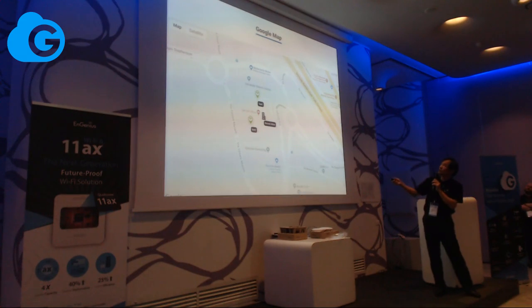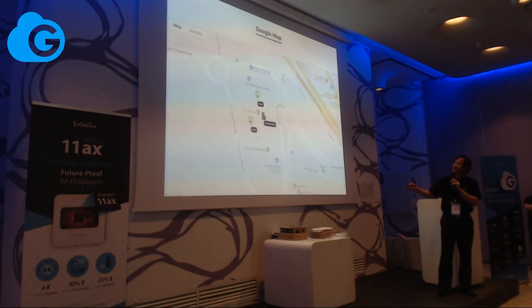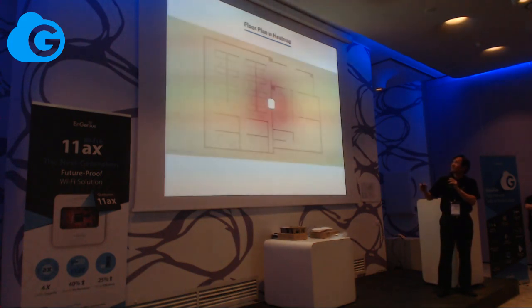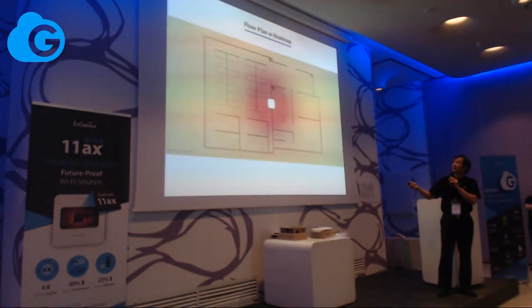And we also provide a Google map. So here we put 2 APs down here and 1 building. This building has many different floors, so it will go to the floor plan, where you put the other APs. And we also provide a floor map with a heat map.